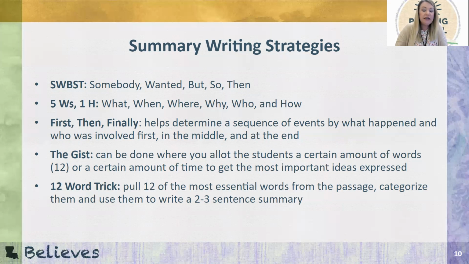Then you have first, then, and finally. And again, this one works best for different types of text. This one is going to work best, of course, for a sequence type of text or again, a narrative. It helps determine a sequence of events by what happened and who was involved first, what happened in the middle, and what happened at the end of the text.